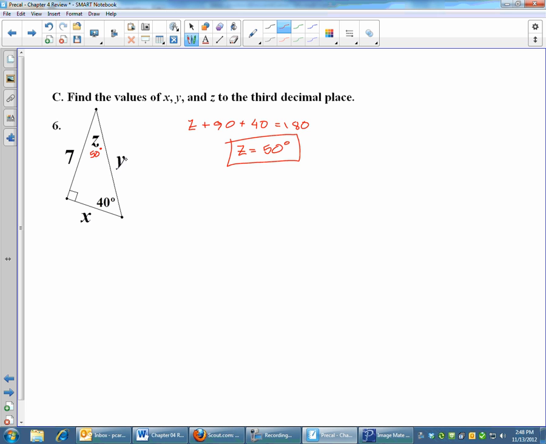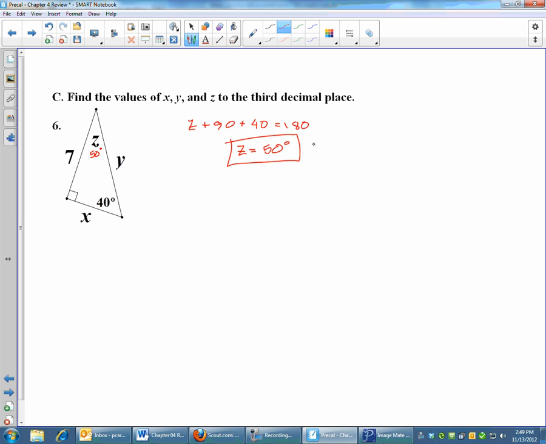Now solving for x and y are going to be a little bit more difficult. I like to use the information that's given. I'm going to use the 7 and the 40 as much as possible. I will avoid using any answers that I get in the problem, for 2 reasons. One is a lot of times these answers are going to be rounded, and you don't want to use rounded answers.